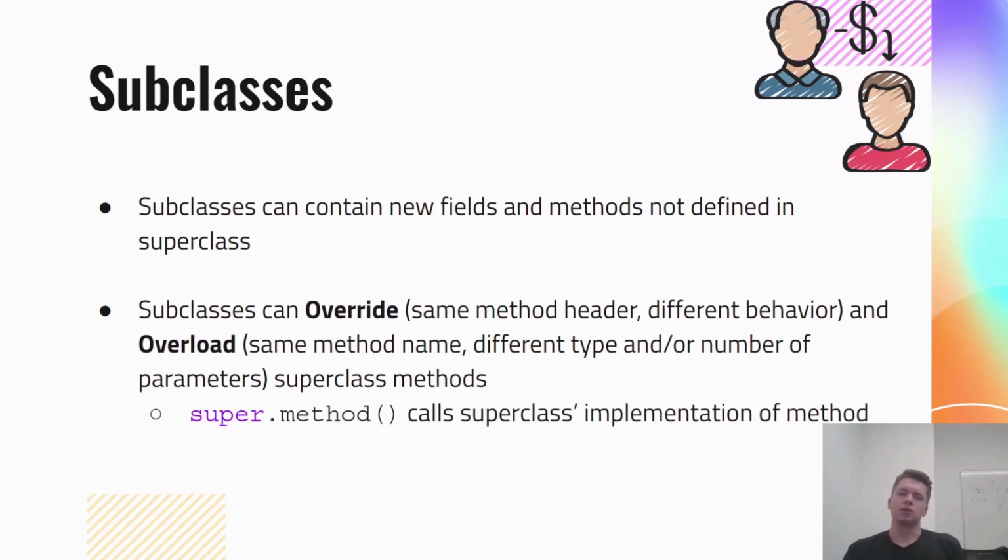If we wanted to use the implementation of a method that we, say, overrode in its child class or subclass, we can once again use the super keyword to use the superclass's implementation of the method.